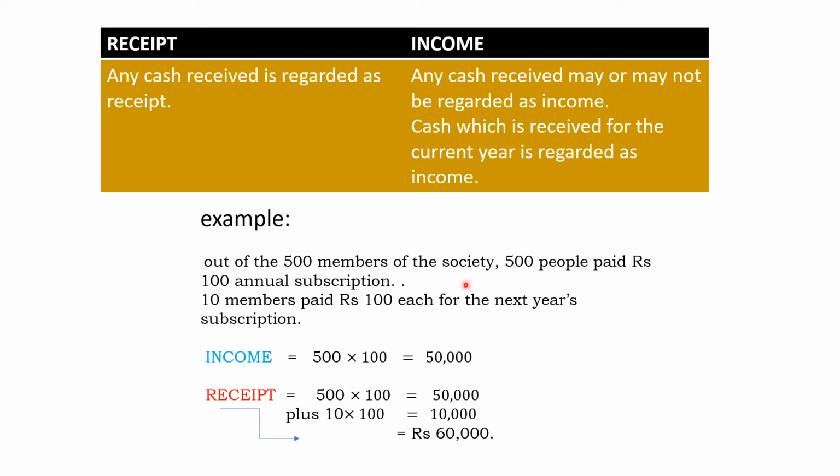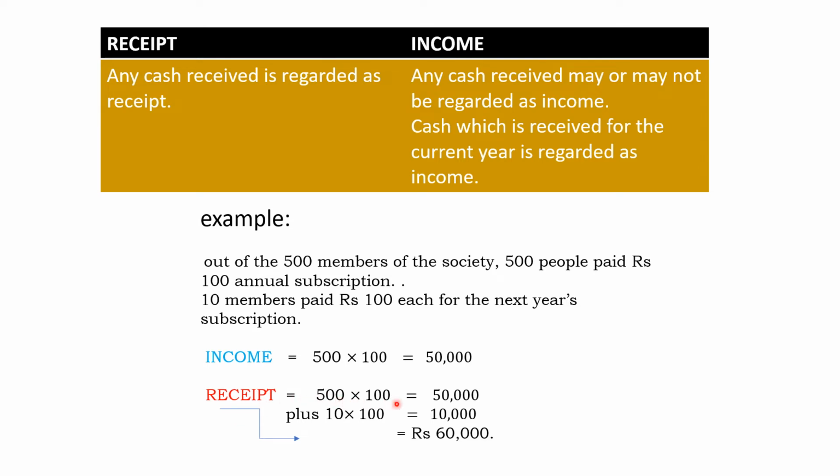Let me give you another example. Out of the 500 members of the society, 500 people paid 100 annual subscription. In addition to this, 10 members paid rupees 100 for next year's subscription. Are you clear? For this year I am getting my amount, and for the next year also I am receiving a certain amount. Now, what will be my income? Income will be the income for the current year. So, that will be 500 multiplied by 100, which is 50,000 rupees. Now, the receipt.